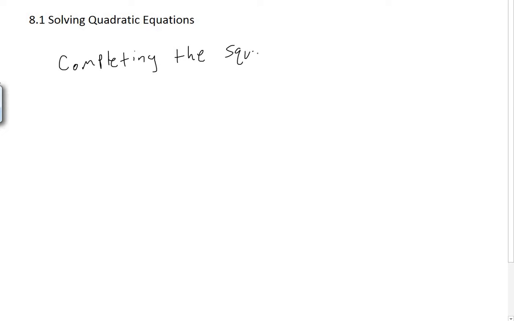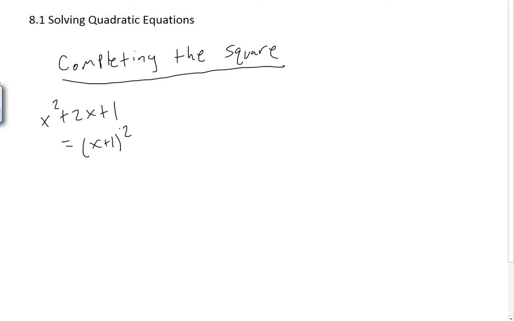which is just a technique for creating a perfect square trinomial. So let me just remind you that if I had something like x squared plus 2x plus 1, this factors to be x plus 1 times x plus 1, which is x plus 1 squared, right? And so the idea is this is a perfect square trinomial. It's a trinomial that factors into a perfect square.